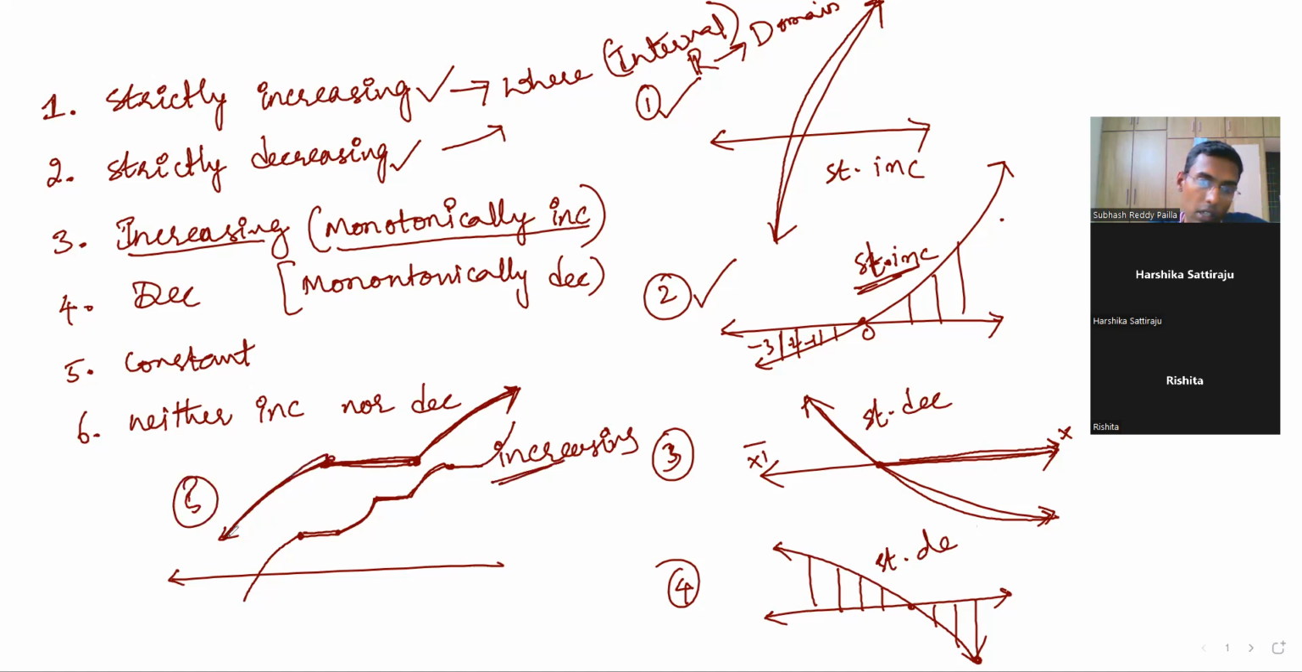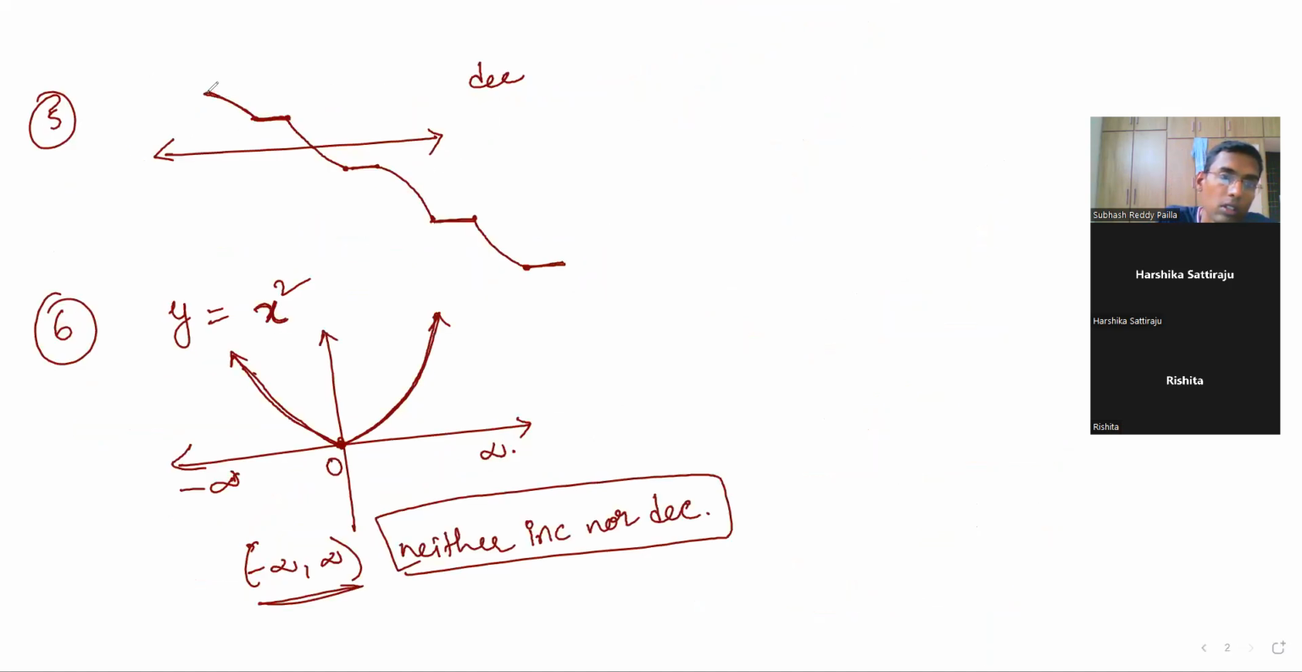Fifth one, let me see again. Simply you can say it is increasing. You cannot say strictly increasing, but overall it is increasing. Increasing, constant, increasing, constant, like that. So when there is a complete increase, you say strictly increasing. And this is decreasing, constant, decreasing, constant, decreasing, constant, like that.